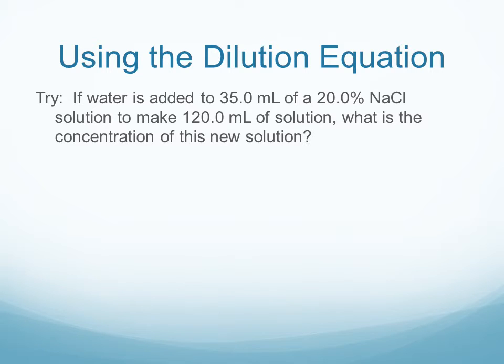So let's try an example using that dilution equation. If water is added to 35 milliliters of a 20% sodium chloride solution, enough water to make 120 milliliters of solution, what is the concentration of this new solution? So we're going to use the dilution equation, and here are our initial conditions and our final conditions. At first we have 35 milliliters of a 20% solution, and then we end up with 120 milliliters, and we want to know what the new concentration is.